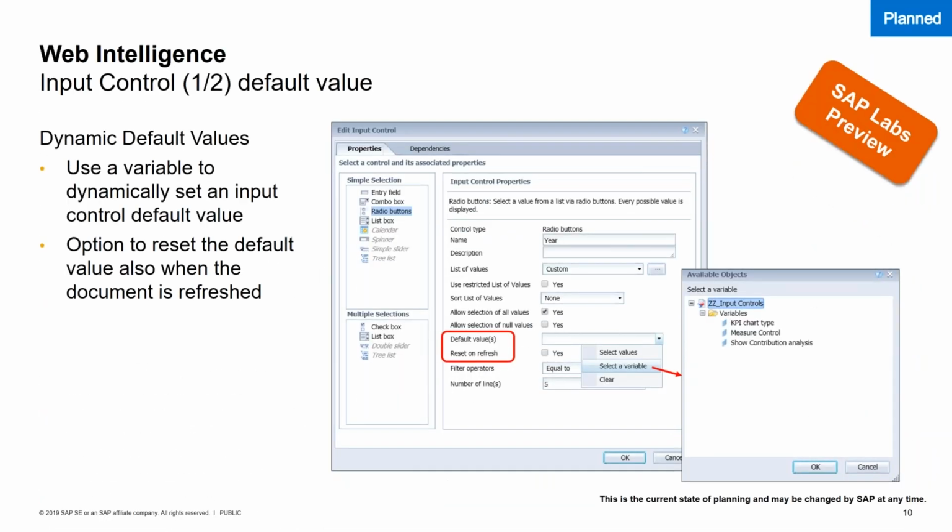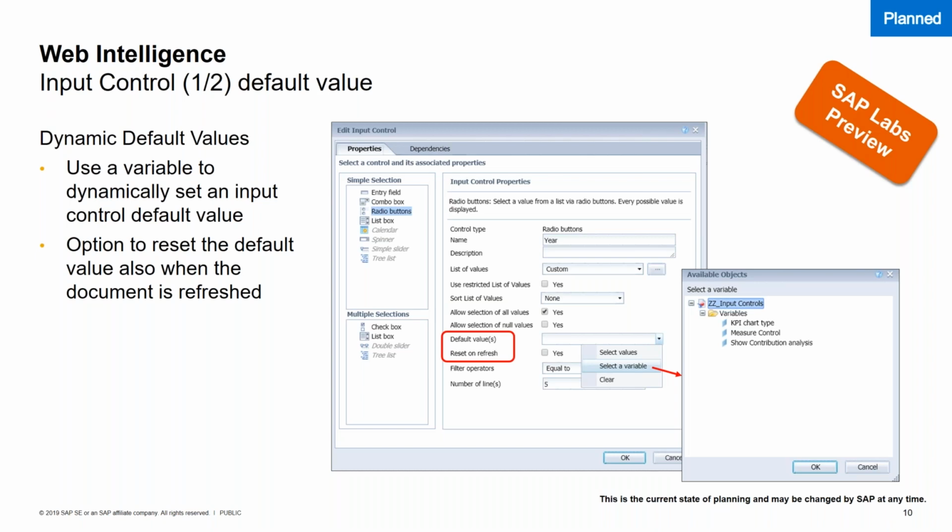Regarding the innovation, what can you expect in Web Intelligence? Let's have a look at this. The first thing we did improve is the input control, or I would say we have improved all the input controls in general, and the very first innovation we have added into the input control is that now an input control can get a default value by default. So that's the first innovation.